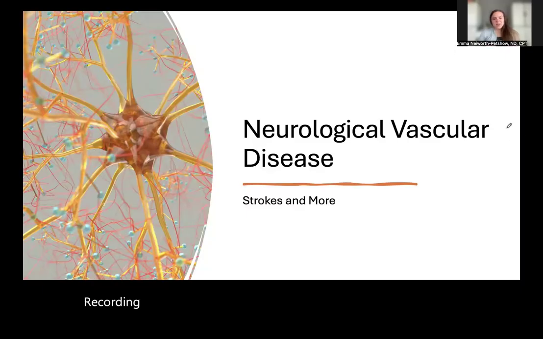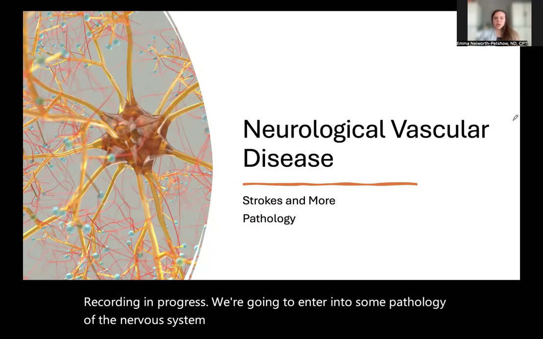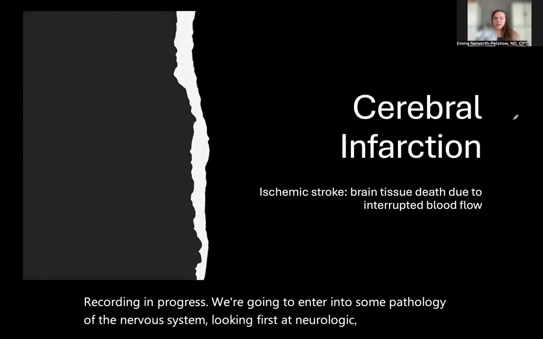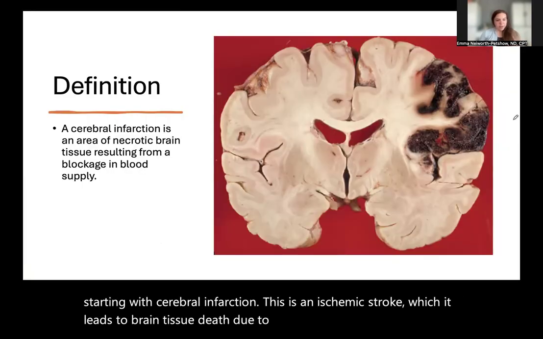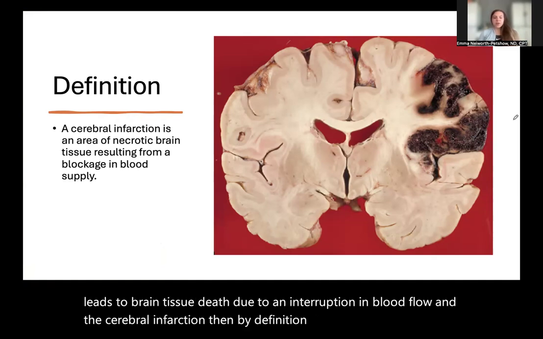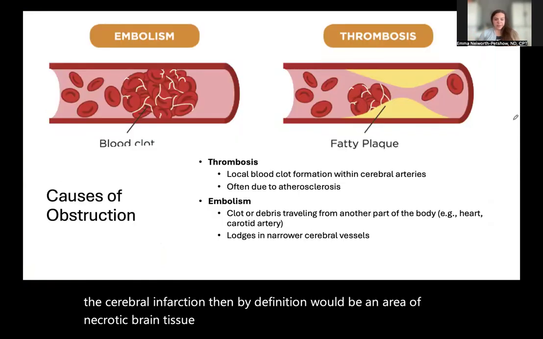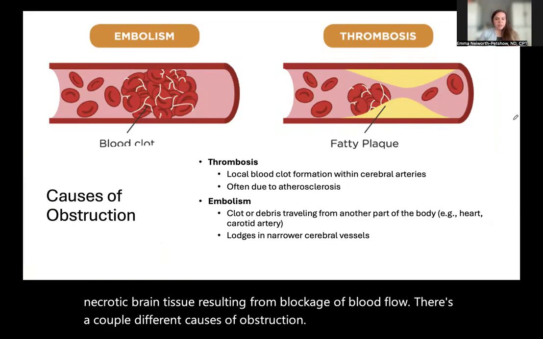We're going to enter into some pathology of the nervous system, looking first at neurologic vascular disease and starting with cerebral infarction. This is an ischemic stroke, which leads to brain tissue death due to an interruption in blood flow. And the cerebral infarction, then, by definition, would be an area of necrotic brain tissue resulting from blockage of blood flow. There's a couple different causes of obstruction: thrombosis or embolism.